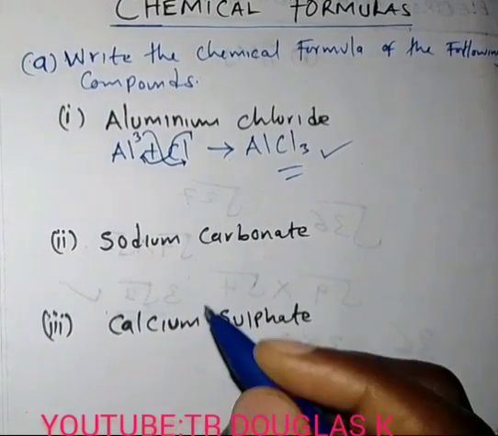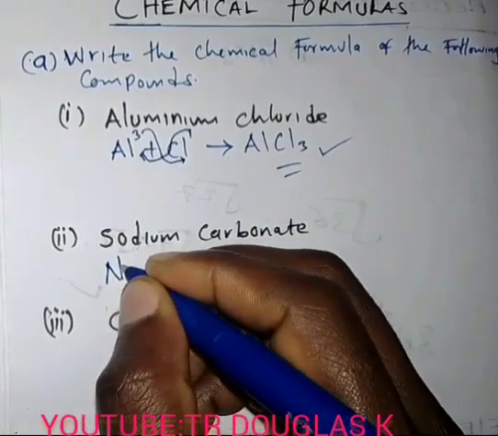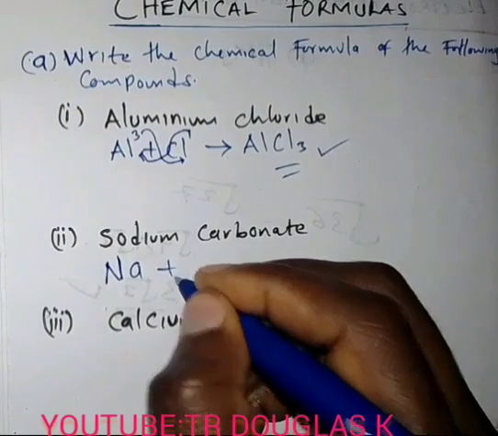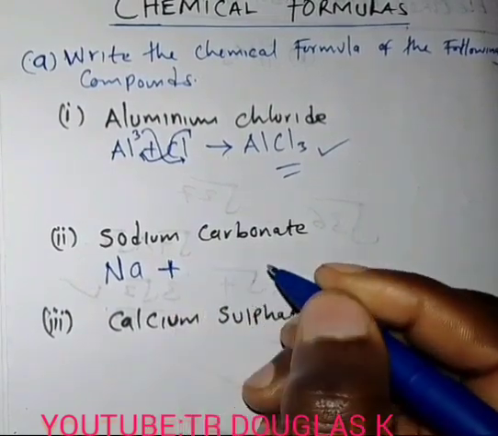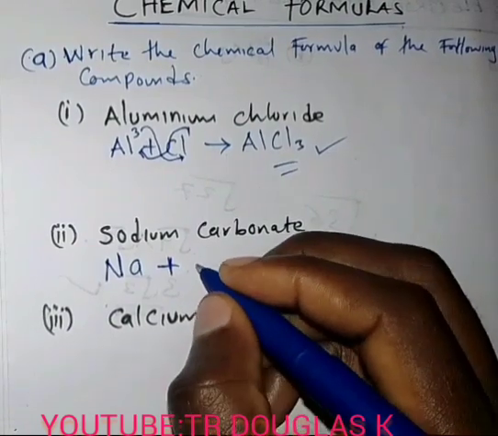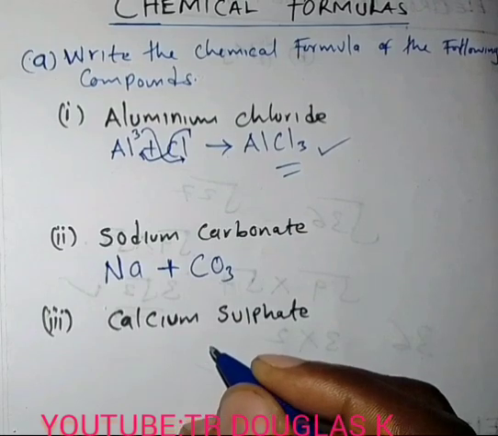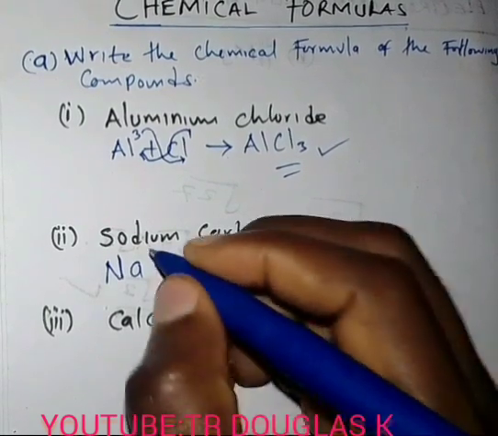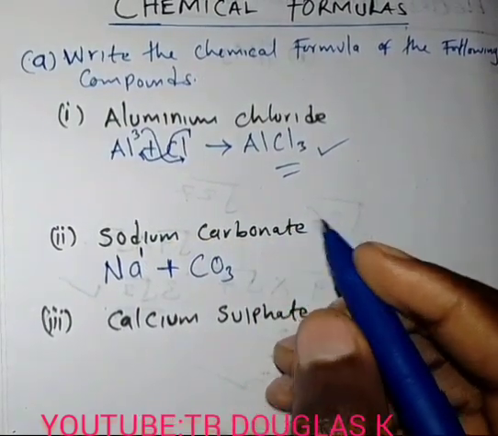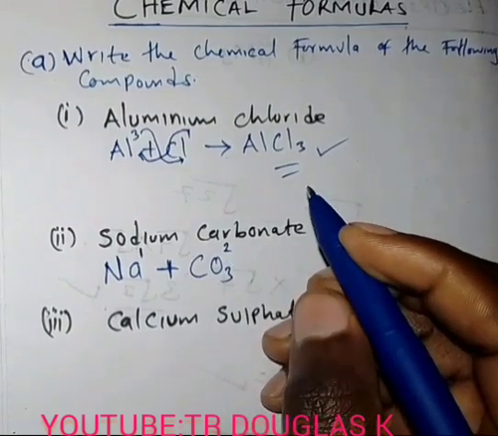Let us look at the second question, that is sodium carbonate. The chemical symbol for sodium is Na, from natrium. Then for it to form sodium carbonate, there must be a reaction between sodium and carbonate. The chemical symbol for carbonate is CO3, because we know carbonate is a radical. Sodium is a group 1 element, which tells us that it has a valency of 1. Again, the radical carbonate has a valency number of 2.